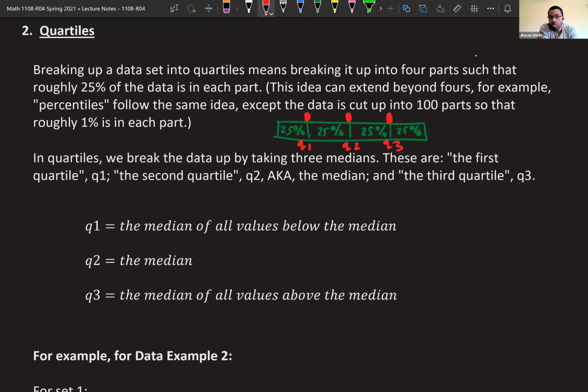That is specifically what the median does, right? So Q2 is going to be our median. Now, for Q1 and Q3, it's going to be another median. Q1 is going to be the median of all values below the median of the entire data set. Q3 is going to be the median of all values above the median of the entire data set.